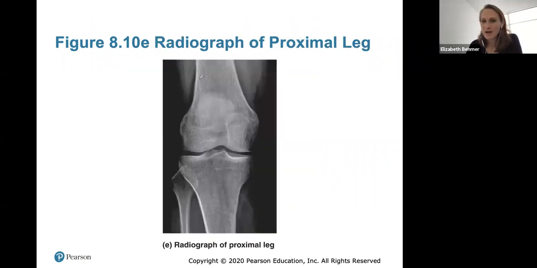Here's a radiograph of a knee, which is good to see how everything fits together. So here is the tibia, and here is the femur. And you can see here how the fibula does not articulate with that knee joint at all. It just helps stabilize your ankle.